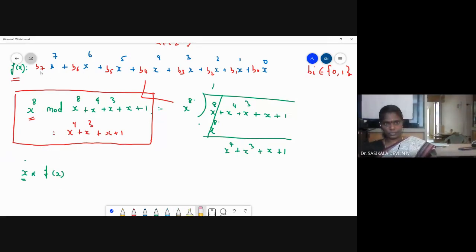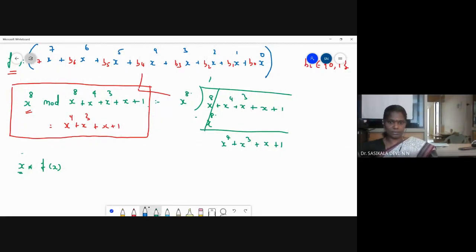Let's take this equation: b7 into x power 7, b6 into x power 6, b5 into x power 5, the whole polynomial, to be multiplied with x. If you multiply with x, you will get a polynomial like this. Definitely you won't get an x power 0 term. You will get an x power 1 term. So b0 becomes the x power 1 term. Then you will get x power 2 terms.